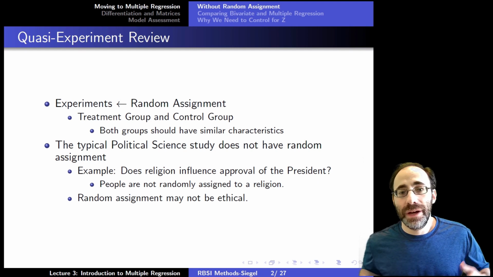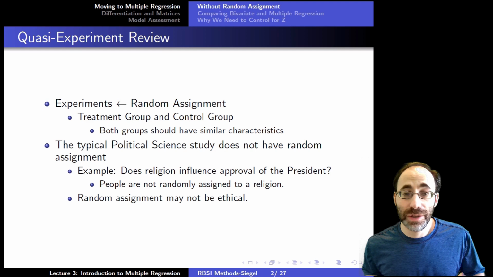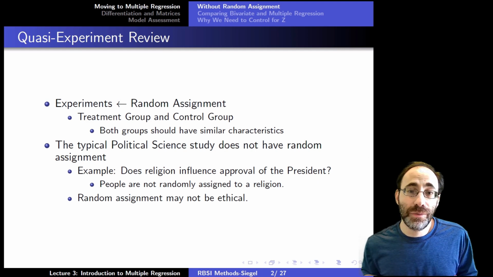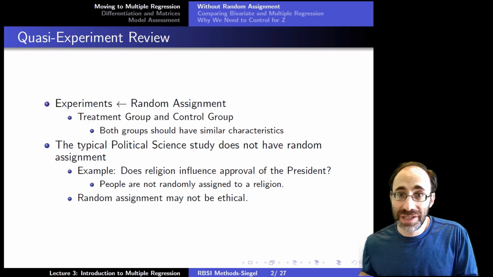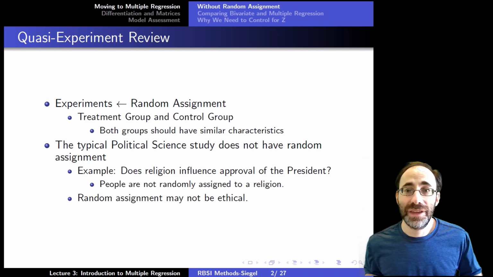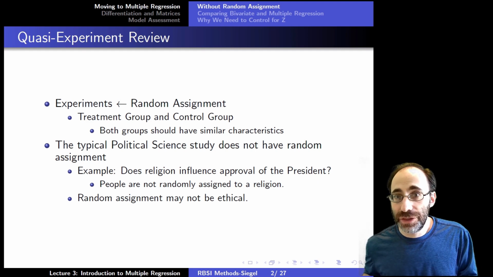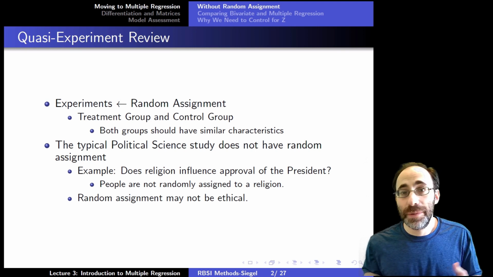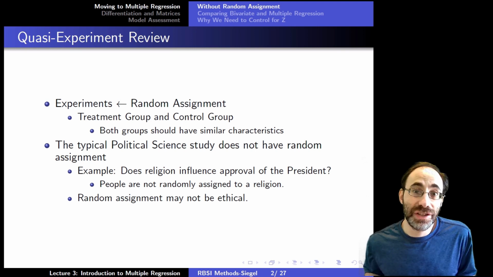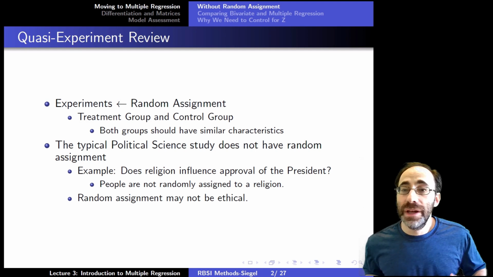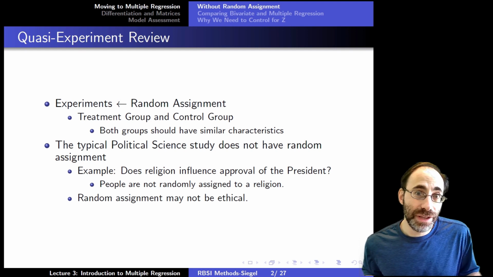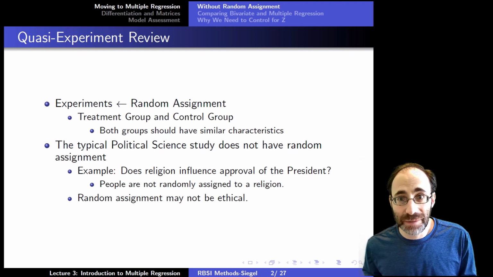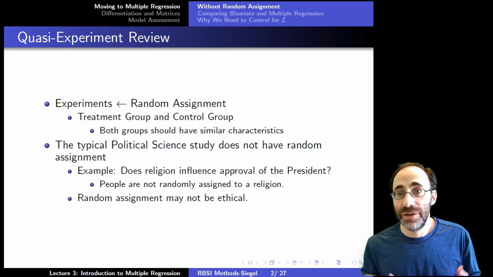Okay, so first let's review experiments. The point of experiments was that we have random assignment into treatment and control groups. Both groups have similar characteristics. They differ primarily in the fact that one has the treatment applied to it and one does not. We said at length, though, in an earlier lecture, that the typical political science study, or any social science study, does not have random assignment. If we want to know if religion influences approval of the president, people aren't randomly assigned to religion. So in general, we can't get random assignment. It may not be ethical if we can, and usually we can't.